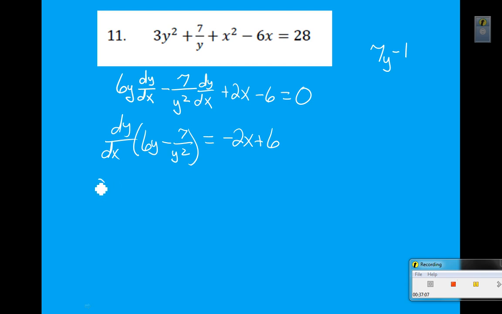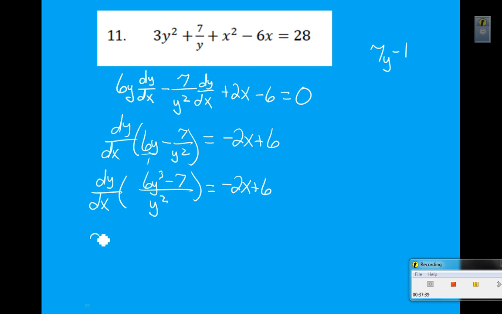So next step, I'm going to get a common denominator, which is going to be a y squared, because this is over 1. To go from a 1 to a y squared, I need to multiply by y squared. So I've got 6y cubed. To go from here to here, I don't need anything, so minus 7 equals negative 2x plus 6.